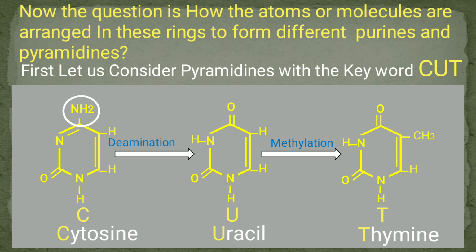So this is the way by which you can easily remember the structures of cytosine, uracil and thymine and the atoms or molecules distribution in the ring structure of pyrimidines. Rather than remembering the structures, you can just remember the processes by which the structures are formed. That is the easy way to remember. Now we are moving into the purine case.